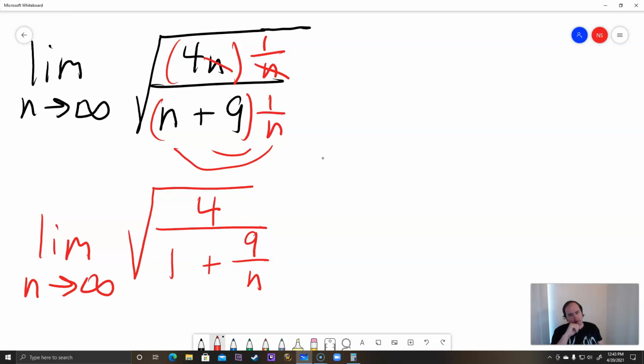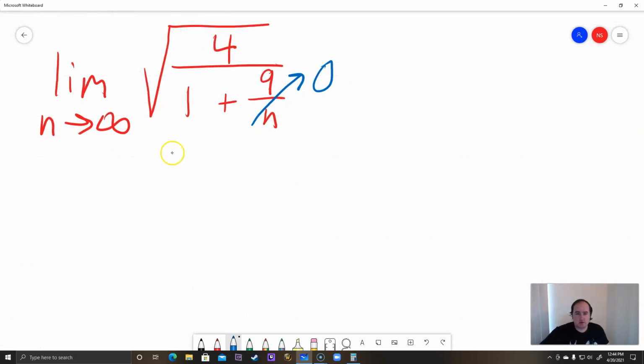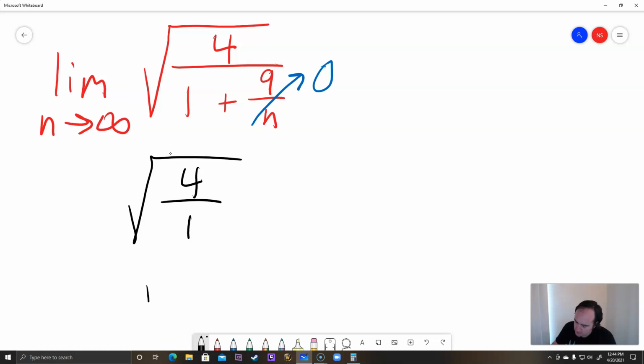Okay, and then 4 and 1 are just constants, so the limit of those is the numbers. And then on the bottom, even though it's inside of the square root, the 9 over n is going to go to 0 because the denominator goes to infinity. So this right here is going to go to 0. And then we've taken our limit because there's no more n's left over. So we're just left with the square root of 4 over 1, which is root 4, which is 2.